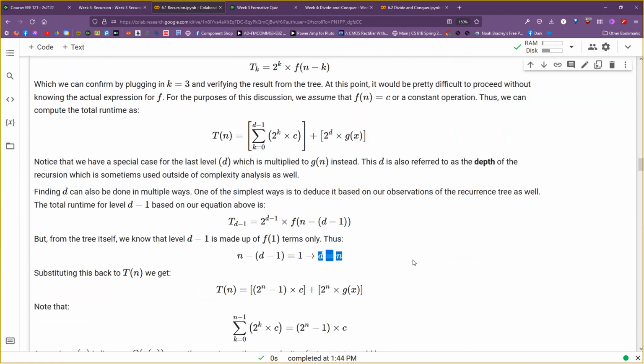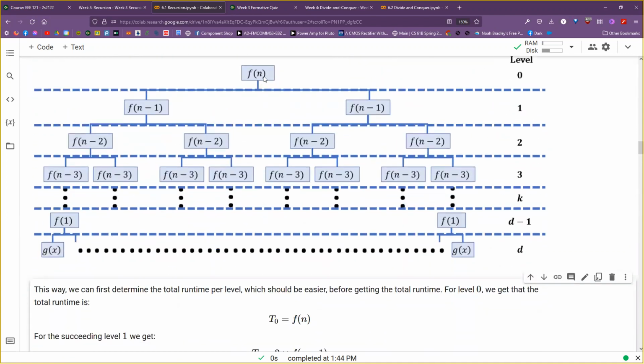And you can also deduce it. For example, n here, n minus 1, n minus 2, n minus 3, all the way to 1 and then 0. So n is reduced by 1 every level. So there should be up to n levels, or I think n plus 1, because there's still f of 0 or the g of x.